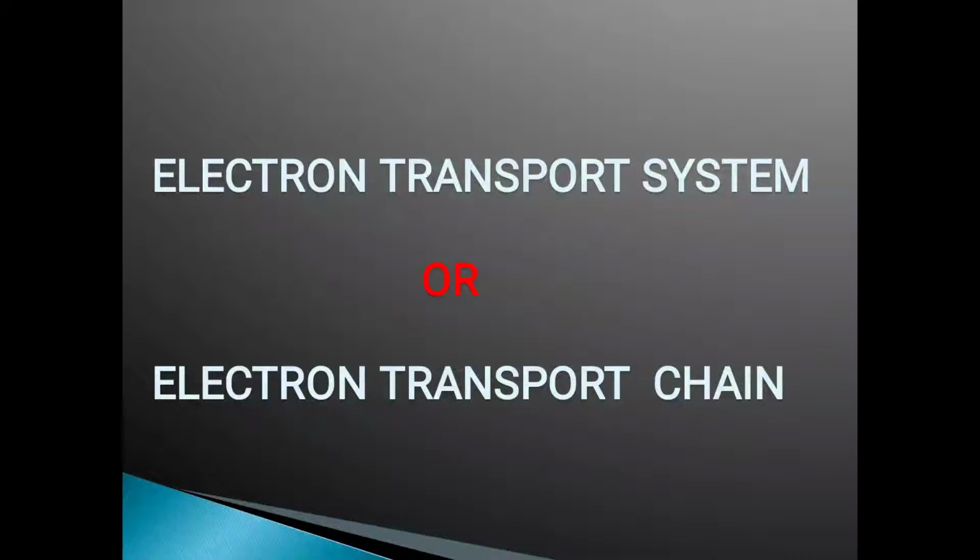Our next topic is the electron transport system, or the electron transport chain. The electron transport system is meant for the transportation of electrons by means of the reducing powers generated from the Krebs cycle, in the form of NADH2 as well as FADH2. Both of these are carried out by the electron transport chain.